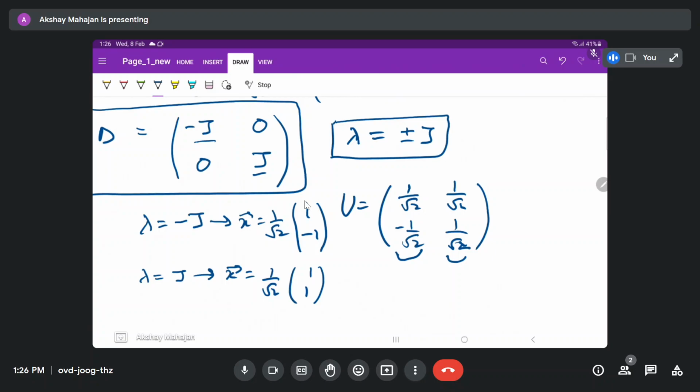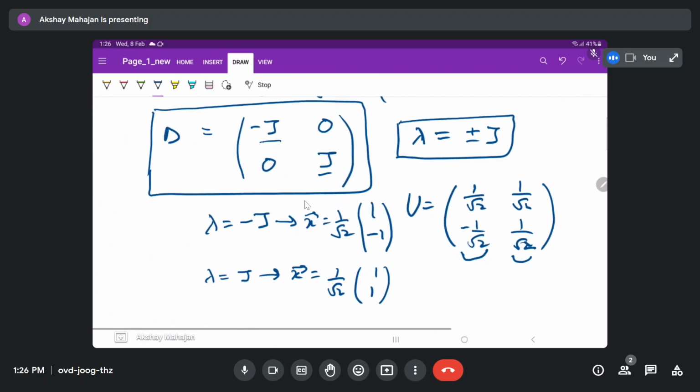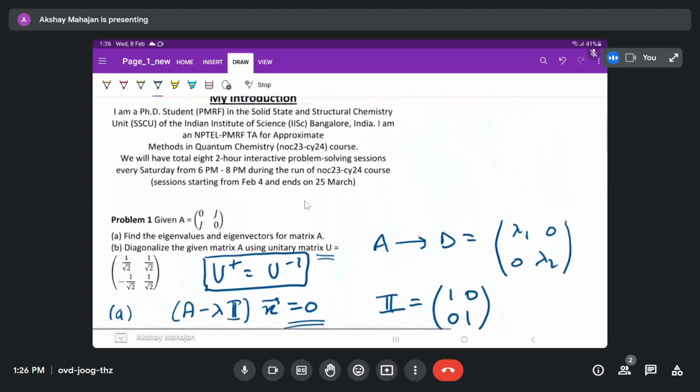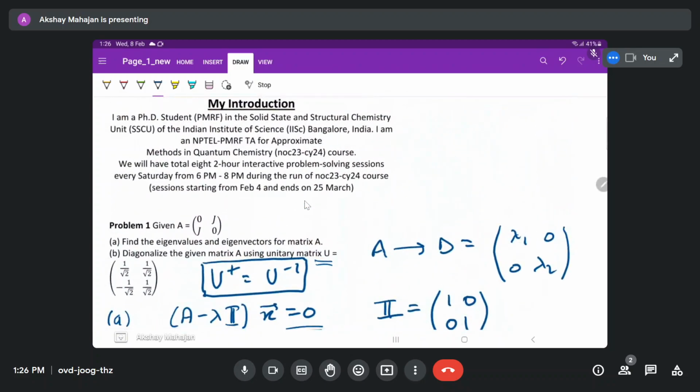And this 1 by root 2 doesn't matter, it is just a scalar. So mainly what we found is the eigenvectors [1, -1] and [1, 1]. And this 1 by root 2 is just a scalar. You can multiply a scalar to an eigenvector, and that will also be an eigenvector. So this was our problem 1 of the session.